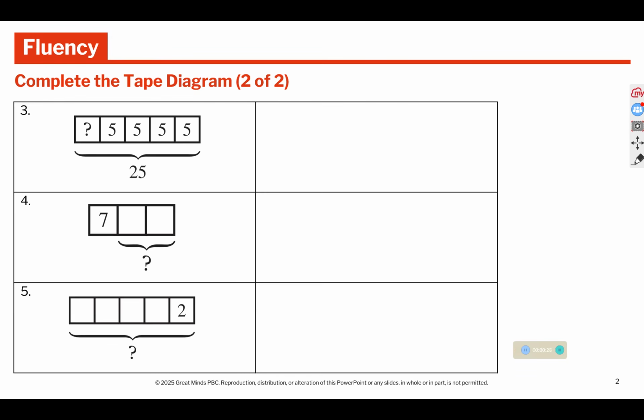We're going to do number 5. All of these must be filled in with a 2. So then our answer, 2, 4, 6, 8, is 10. Finish up the remaining problems for your warm-up.